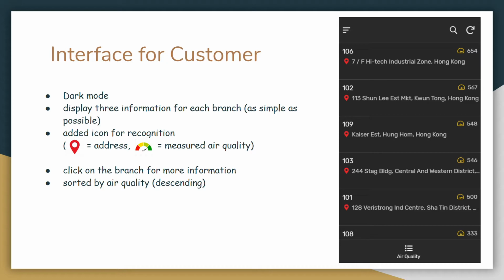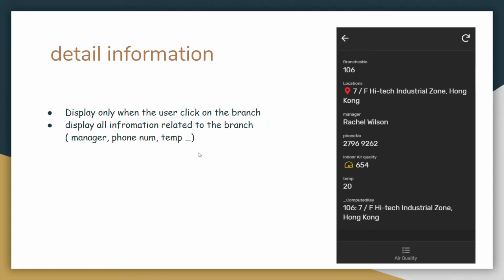All the records are sorted by the air quality in descending order. If the user wants to see more information about a branch, they could click on the branch, and then all information related to that branch will come out. For example, the manager of that branch, the phone number, and the temperature.